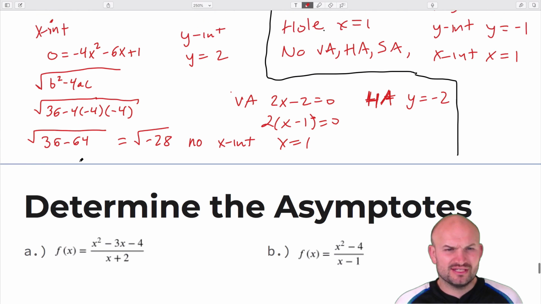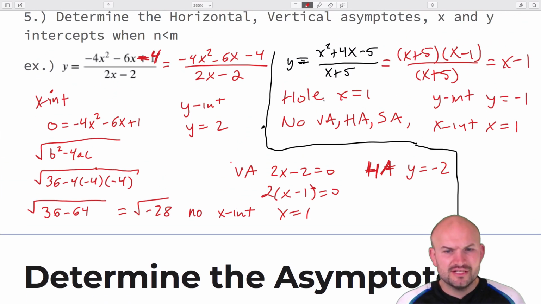Oh, and I didn't really say it, but as you can see, to find the slant asymptote, did I not work it through at all? I'm an idiot. It's not y equals -2. What am I doing?